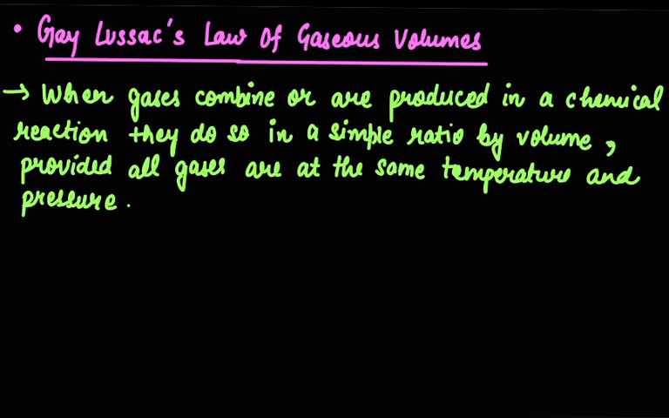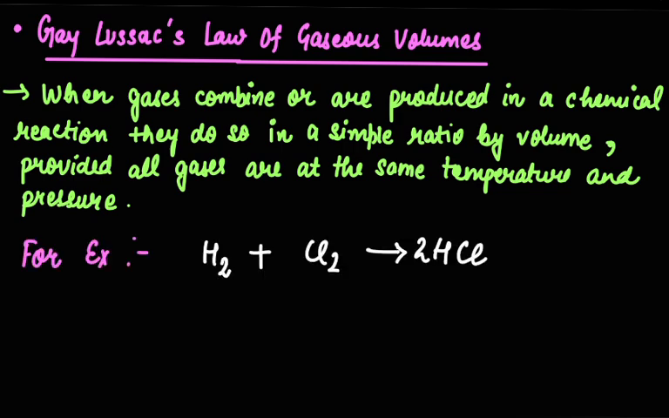Our next law is Gay-Lussac's law of gaseous volumes. This law states that when gases combine or are produced in a chemical reaction, they do so in a simple ratio by volume, provided all the gases are at the same temperature and pressure. Now here we have a reaction H2 plus Cl2 gives 2HCl. This is a balanced reaction. Now here we can see that there is one volume of hydrogen, one volume of chlorine, but 2 volumes of HCl.